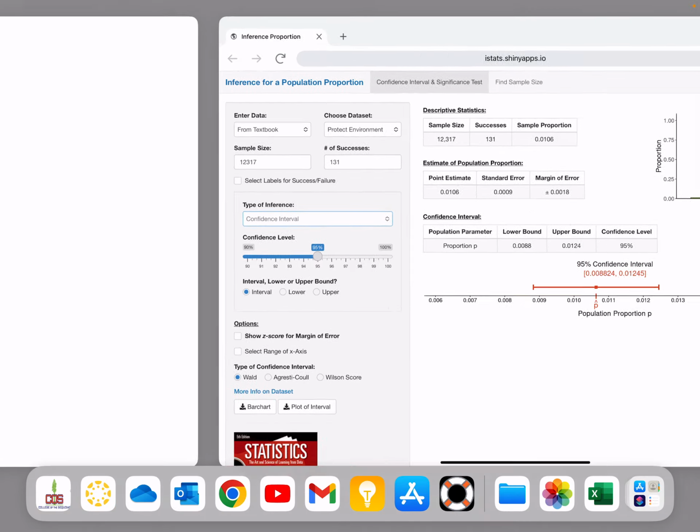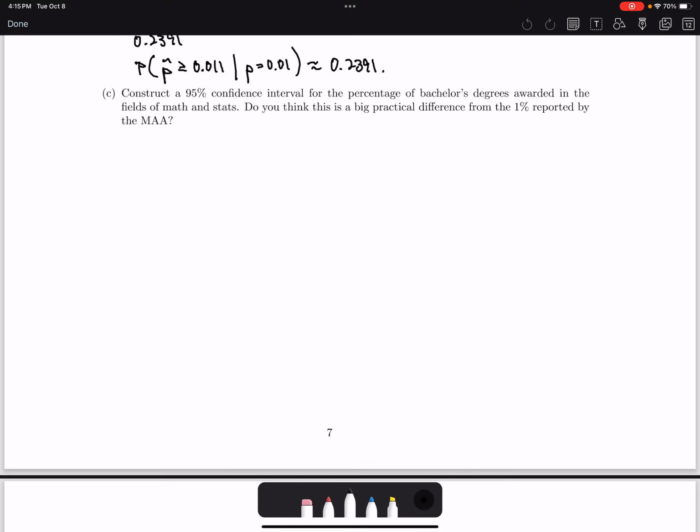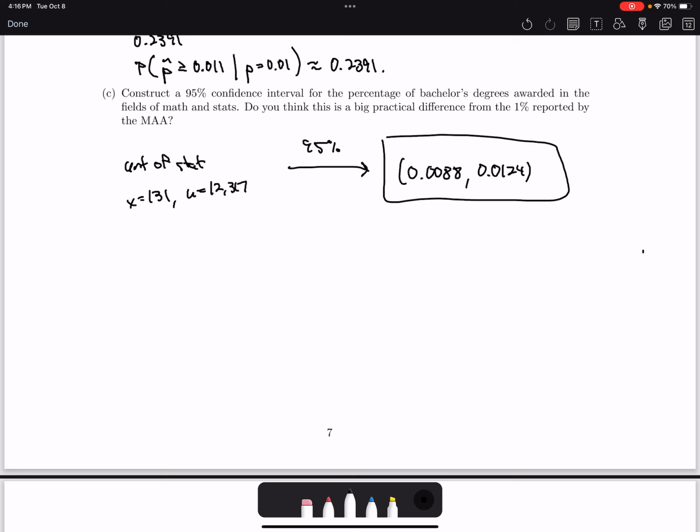0.0088 and 0.0124. We got this by going to Art of Stat, putting in 131 successes out of 12,317 observations, and this is a 95% confidence interval. Okay, so there's our confidence interval.